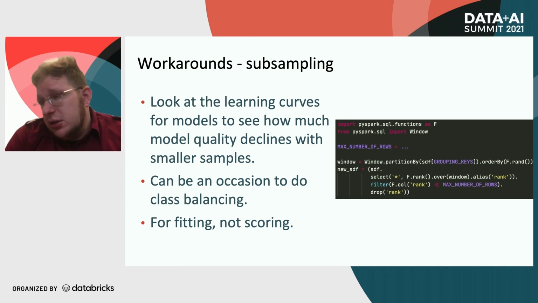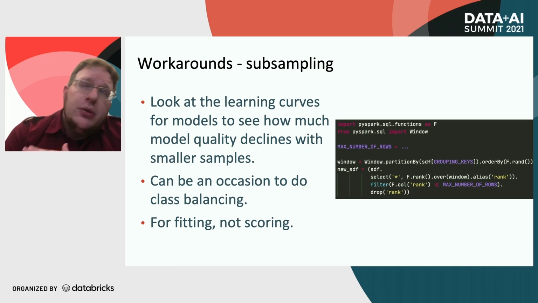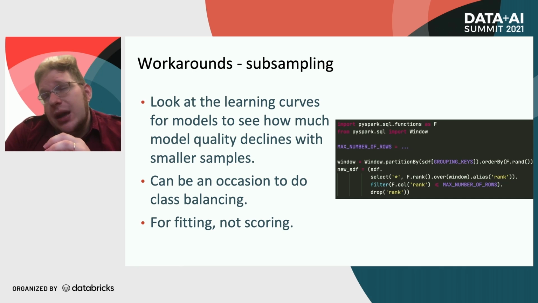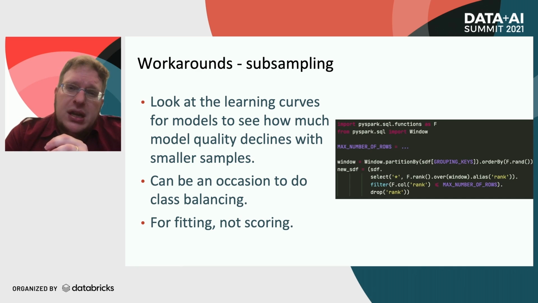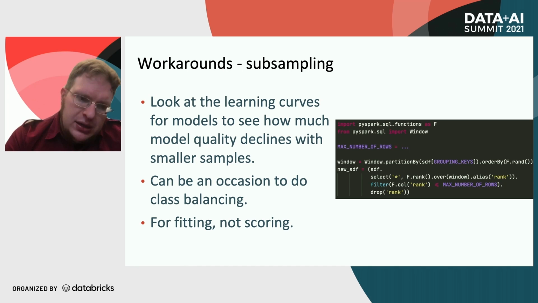Looking at this learning curve, I found that, for example, I only needed about 100,000 data points before I started getting really marginal returns on improvements in my model metrics. So that told me that I only needed to send about 100,000 data points, or maybe 200,000 if you're doing a train test split, to essentially get the same model metrics that I needed.